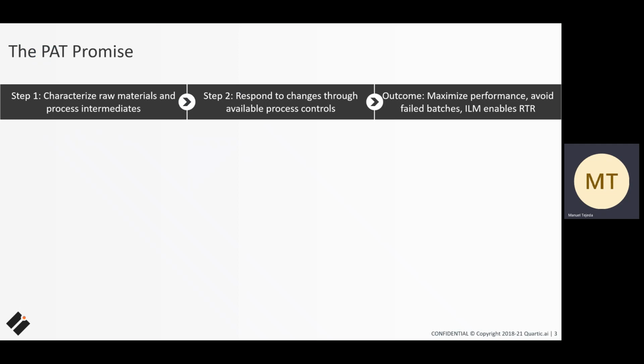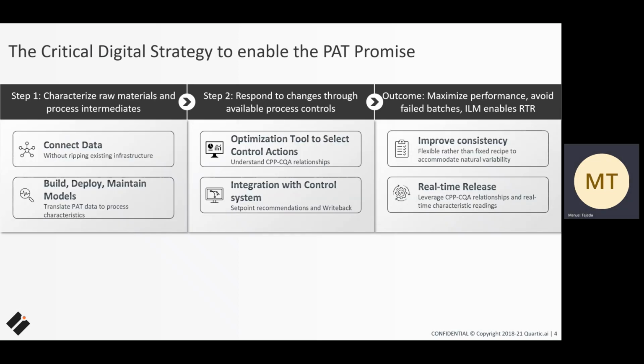So this is the current PAT promise in 3 high-level steps. Step 1 is to characterize raw materials and process intermediates using things like Raman or NIR spectroscopy. Step 2 is to enable us in real time to respond to changes through available process controls. So we see something that's affecting our output, or maybe we predict it, we can respond to that. And on the outcomes, we can maximize performance, we can avoid failed batches. This inline monitoring can, down the road, enable real-time release.